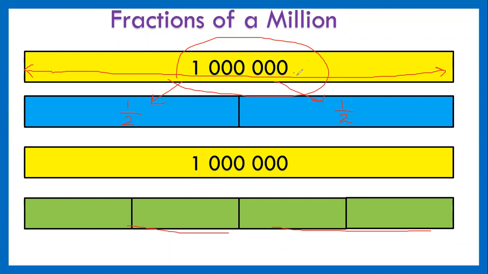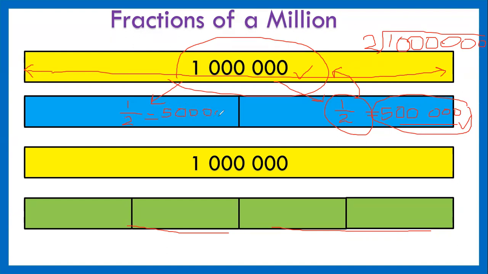Now what happens when I have 1 million and divide it into two parts? I could do a simple long division, and I will end up with the answer 500,000. So automatically half of a million is 500,000. Half of a million is 500,000. This is a basic conversion that should be memorized.